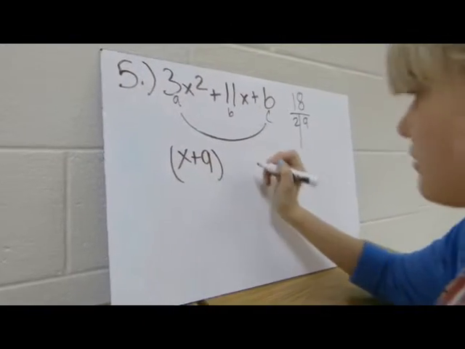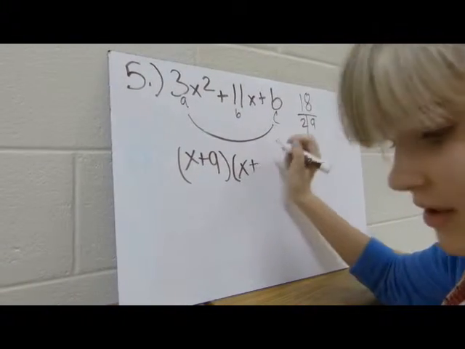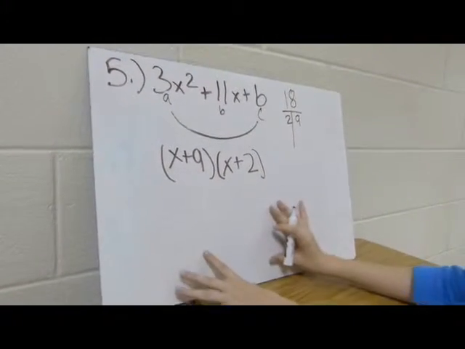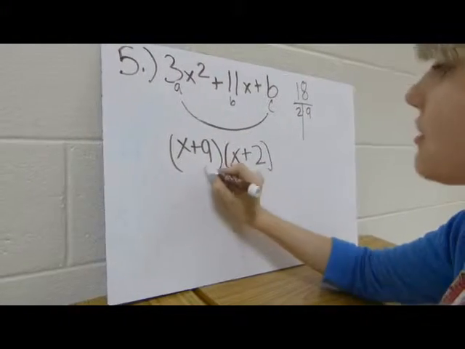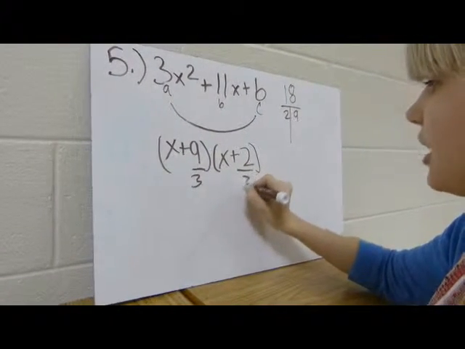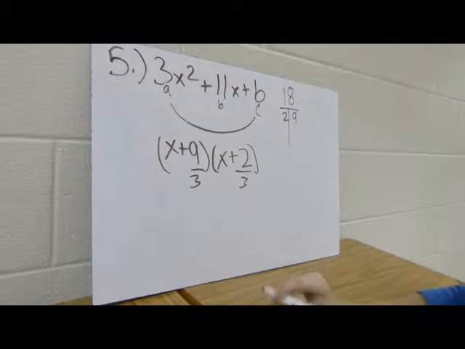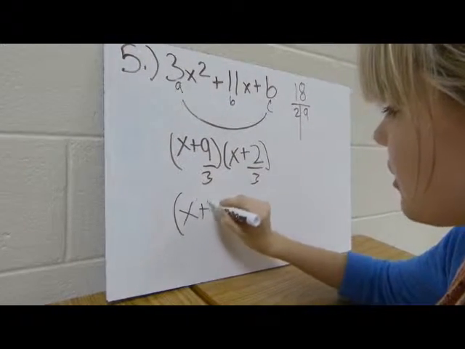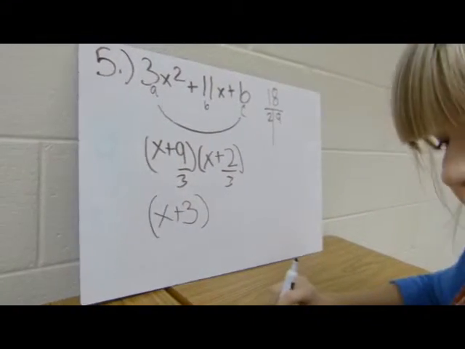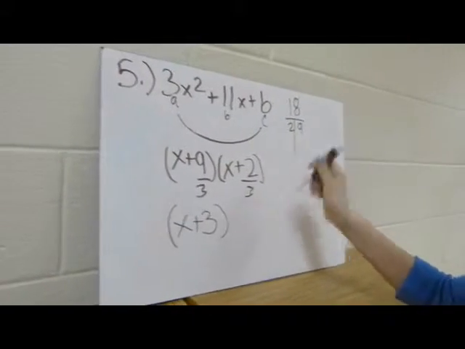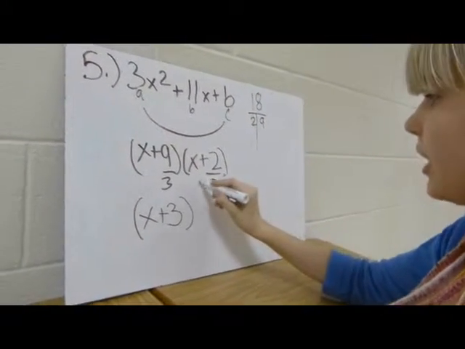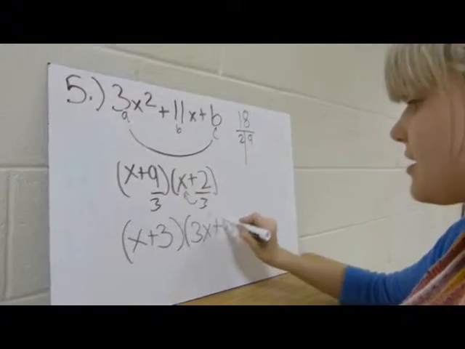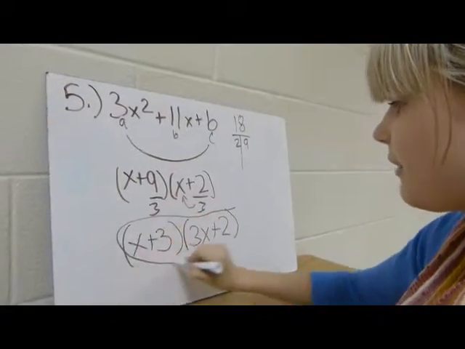And you just want to write it out. Then you're going to divide by the A term, which is 3. So 9 divided by 3 and 2 divided by 3. Since 9 divided by 3 is 3, you're going to write x plus 3. And because 3 does not go into 2 evenly, you're going to move the 3 over to here. So it's going to be 3x plus 2. And that is your final answer.